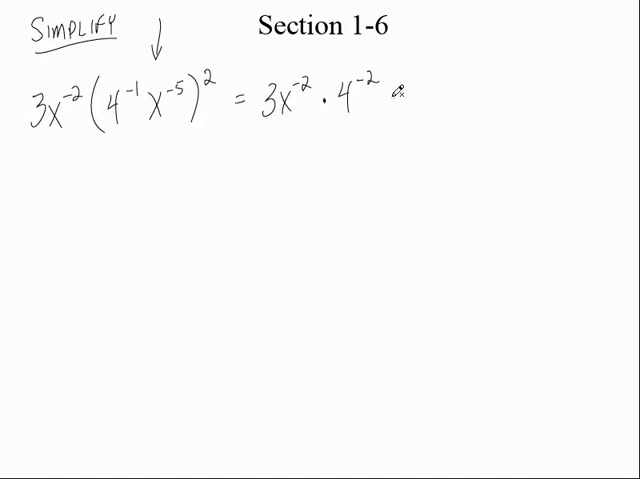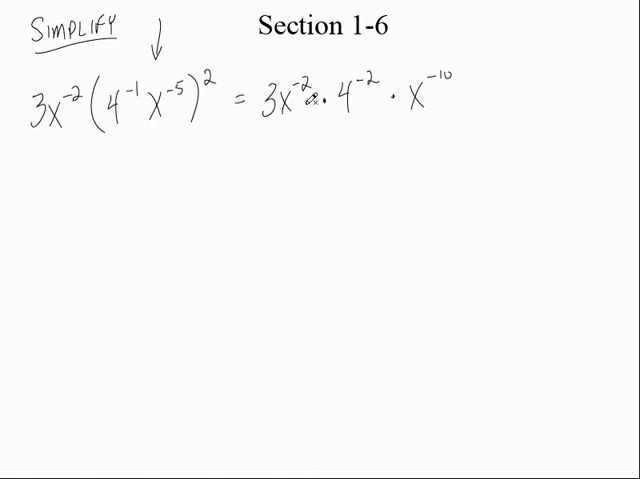And then we have another times. Then you have x to the negative fifth, and it's to the second. All right, and the same rule applies, right? You take the exponent, you multiply it, and so what do you get? You get x to the what? Negative 10th. Okay?